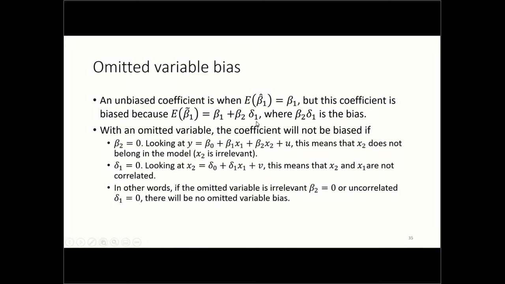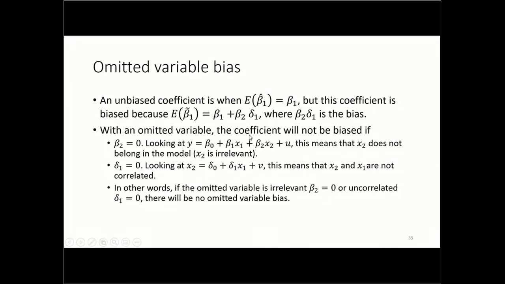So now, when we have an omitted variable, the coefficient will not be biased. How? Well, if this bias is equal to 0. That bias could be equal to 0 in two cases. First, beta 2 could be equal to 0. So if beta 2 is equal to 0, looking at the population regression model, this means that x2 does not belong in the model, or x2 is irrelevant. So again, if the population parameter is 0 here, it means that x2 does not belong in the model.